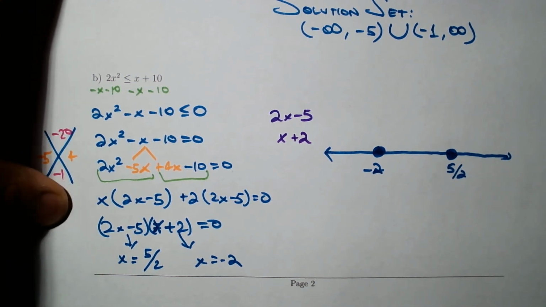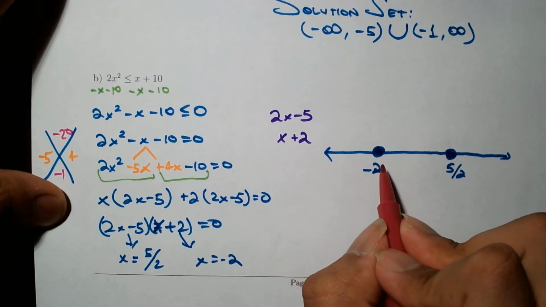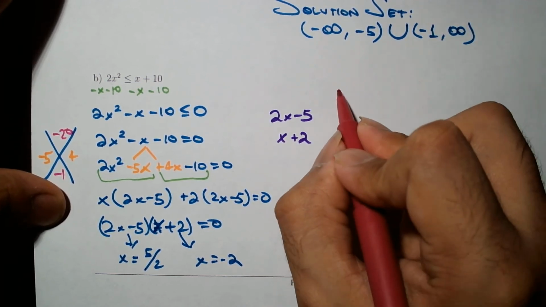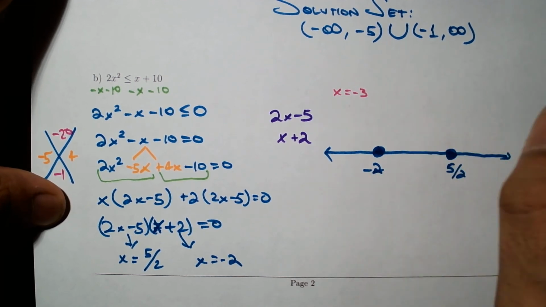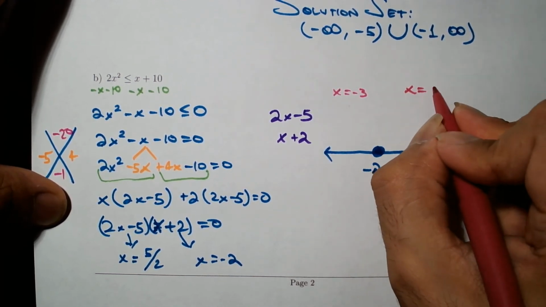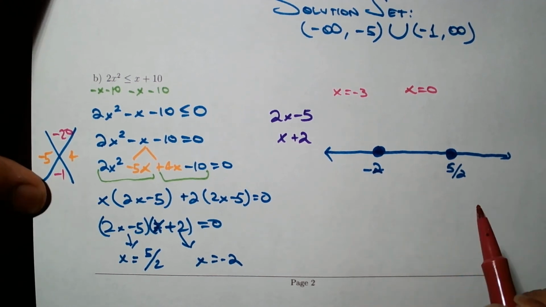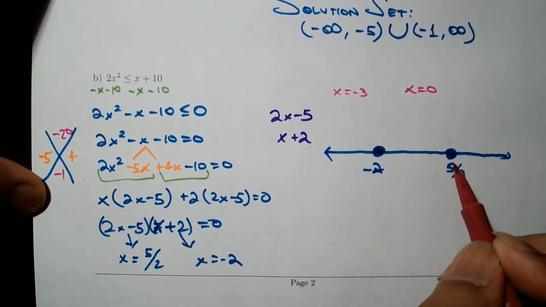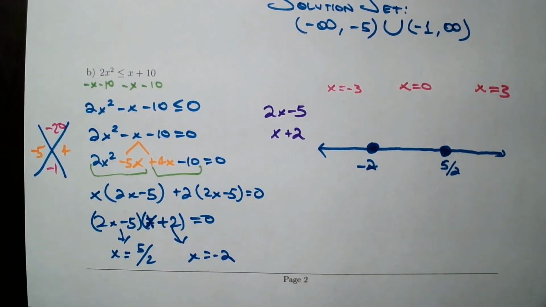And on each interval, I'm going to choose a test value, a number below negative 2. I'm going to say x equals negative 3, a number between negative 2 and 5 halves. I'm going to say x equals 0, and a number larger than 5 halves. Well, 5 halves is 2.5. A number that is larger than that is x equals 3.